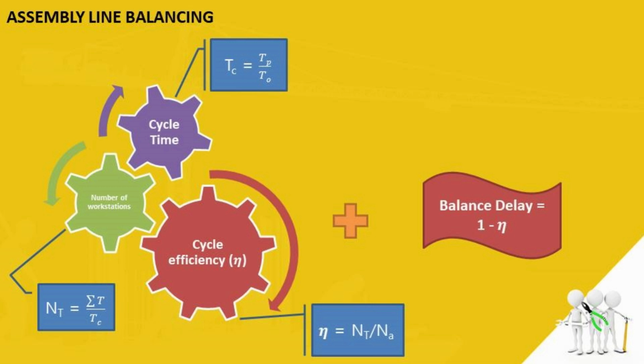Now we have balance delay. Balance delay is the amount of idle time on production assembly lines which is caused by the uneven division of work amongst operators or stations. It is directly related to line efficiency. Balance delay is given as 1 minus eta.